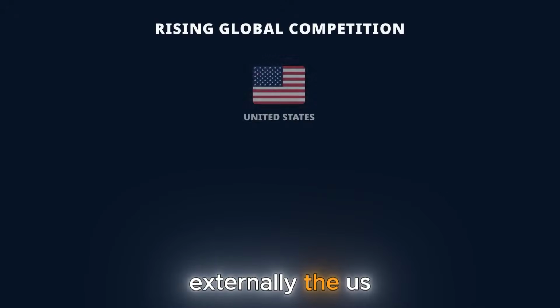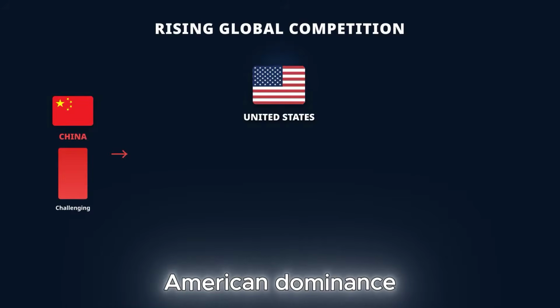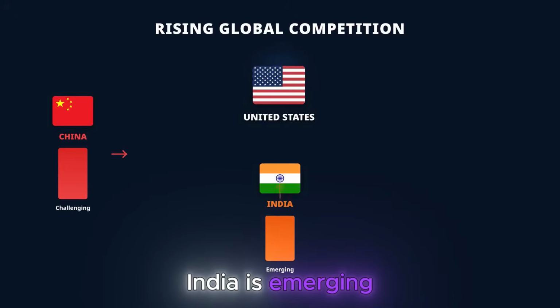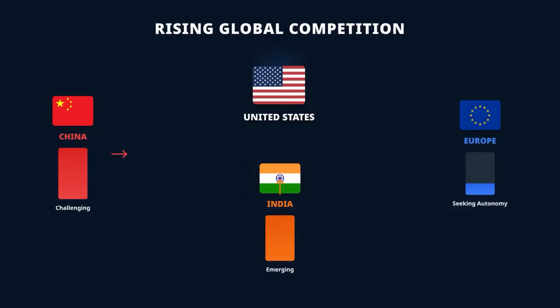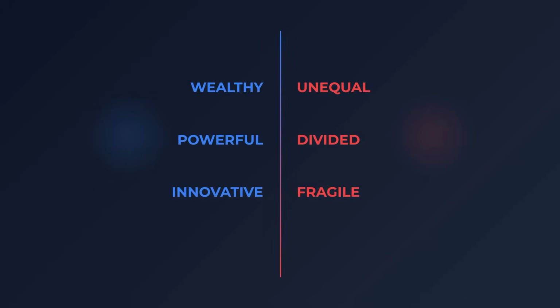Externally, the US faces rising competition. China is challenging American dominance. India is emerging. Europe is seeking autonomy. The world is shifting, and the US must innovate constantly to maintain its position. America is a country defined by contradictions. It is wealthy and unequal, powerful and divided, innovative and fragile, chaotic yet remarkably resilient.